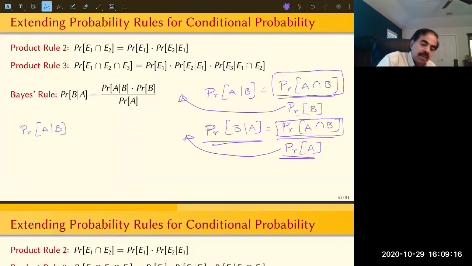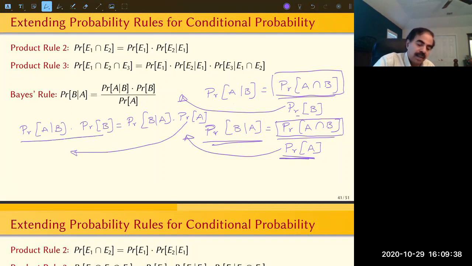So if we take these to this side and equate them, then we get the probability of A given B multiplied by the probability of B equals the probability of B given A multiplied by the probability of A, right? And now if we take this over here, then we have exactly that formula. So once again, just simple arithmetic manipulation, and we get this third rule, which is called Bayes rule.